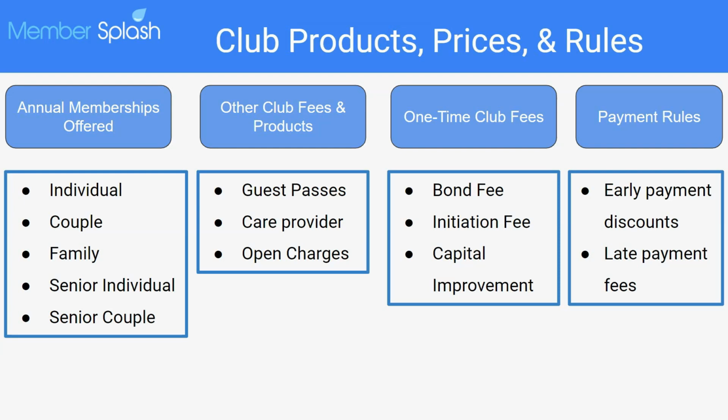Beyond the membership types, there's also, of course, other club fees and products that we would want to include on your behalf. Things like guest passes or care provider fees, or the ability to make sure we're assessing for any open charges that your members might have. There are often one-time club fees. These are typically for new members, things like the purchase of a bond or an initiation fee, capital improvements or other assessments that could be only for new or maybe for renewing members.